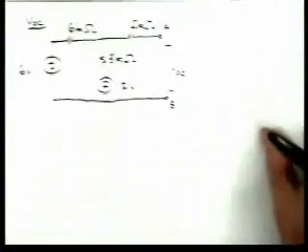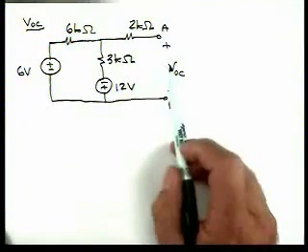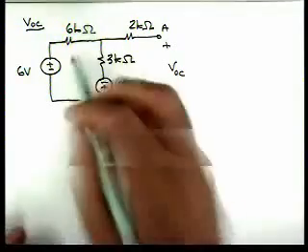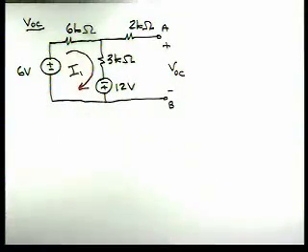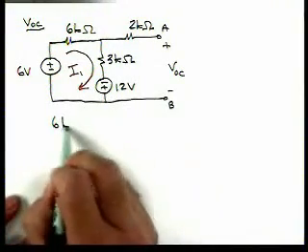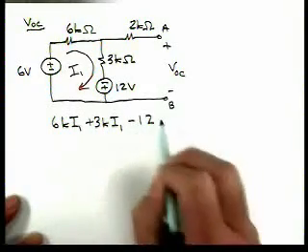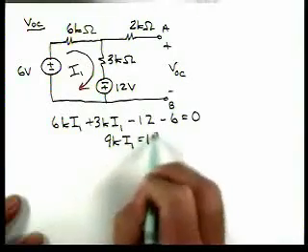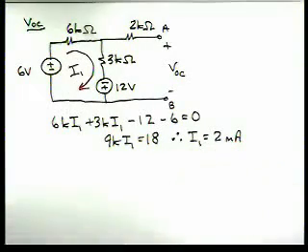So first, let's remove our load from the circuit, which is a 4 kilo ohm resistor. So here's our circuit for calculating the open circuit voltage. We've removed the 4K resistor from the circuit, and basically we have a single loop circuit. Let's define a current I1, and then if I apply KVL, I'll have 6K I1 plus 3K I1 minus 12 minus 6 equal to 0. So I have 9K I1 equal to 18, and that tells me that I1 is equal to 2 milliamps.